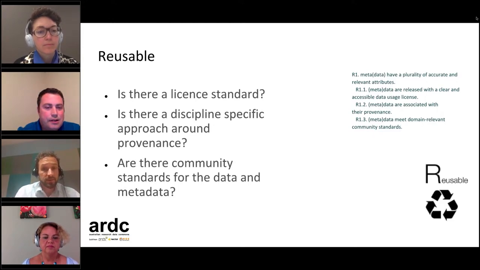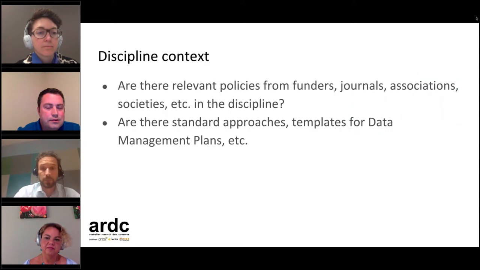One of the other elements there is provenance, attaching provenance information to your data. So is there a discipline-specific approach around provenance? Is there a standard that people use? Is something you could point people to? And finally, are there community standards for the data and the metadata that researchers can adhere to, can use, which will increase the reusability of that data or that resource?